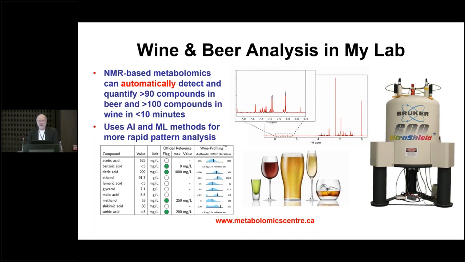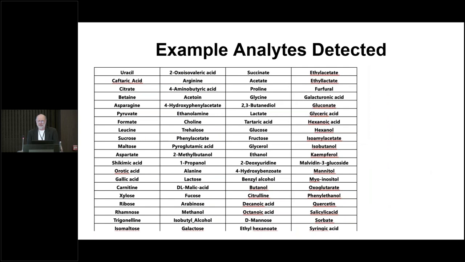We've also used artificial intelligence, machine learning methods to help automatically deconvolute the spectra. And so something that would often take an hour can now take, in some cases, as little as 2 minutes to analyze. And this can be run over and over and over again. So hundreds of samples can be processed in a single day.